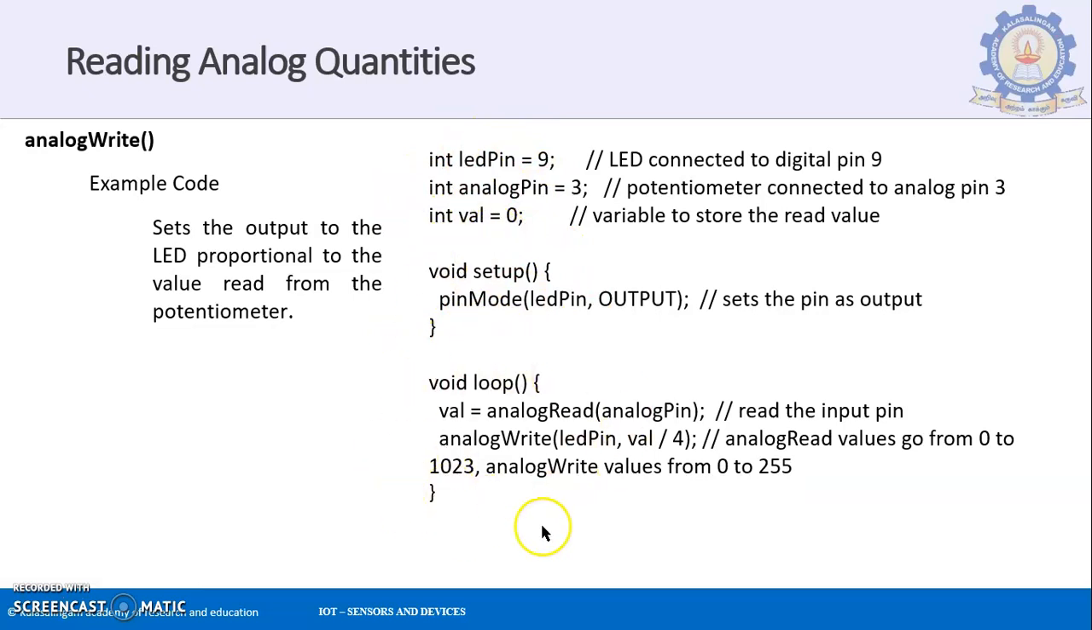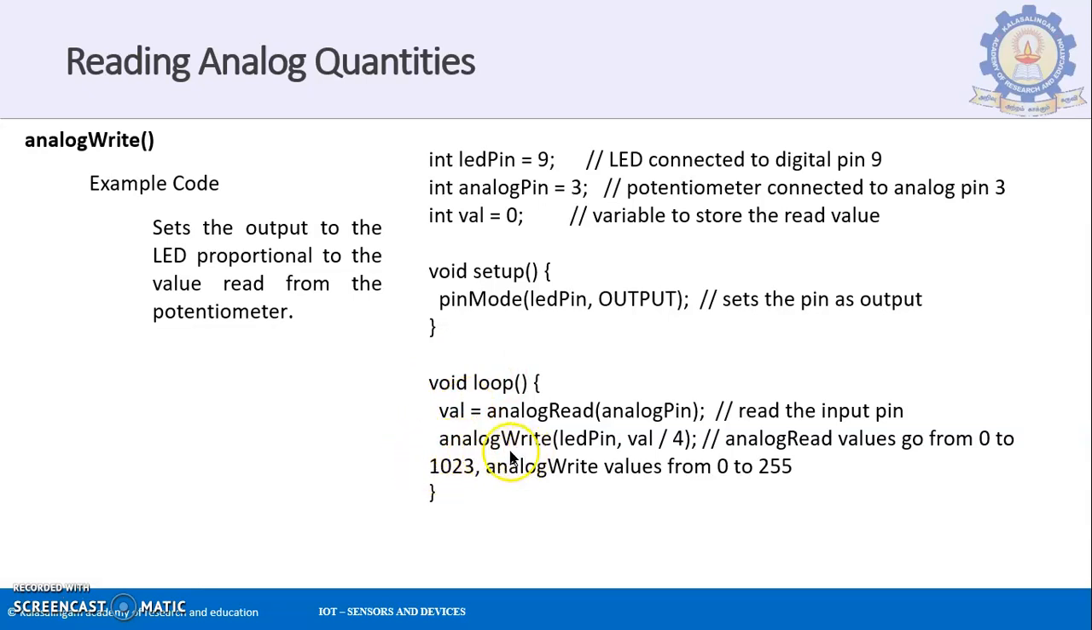What is my next step? I'm going to do it in the loop. I'm going to analogRead the value of my analog pin, which is my potentiometer. That is read here and stored in the variable value.